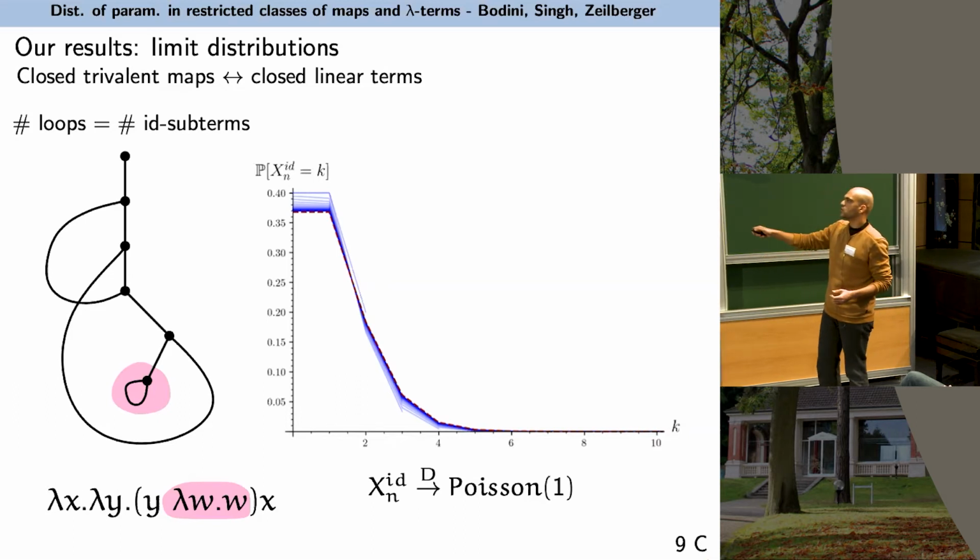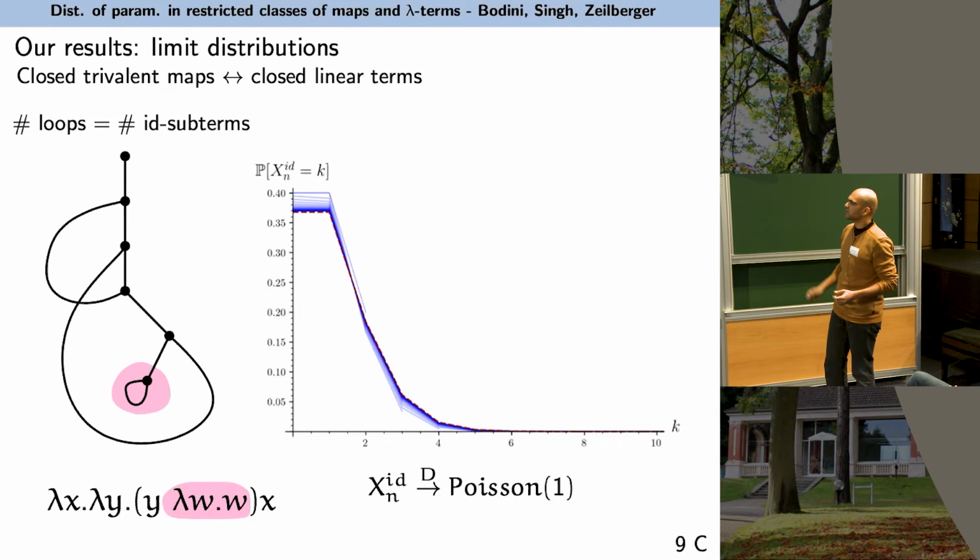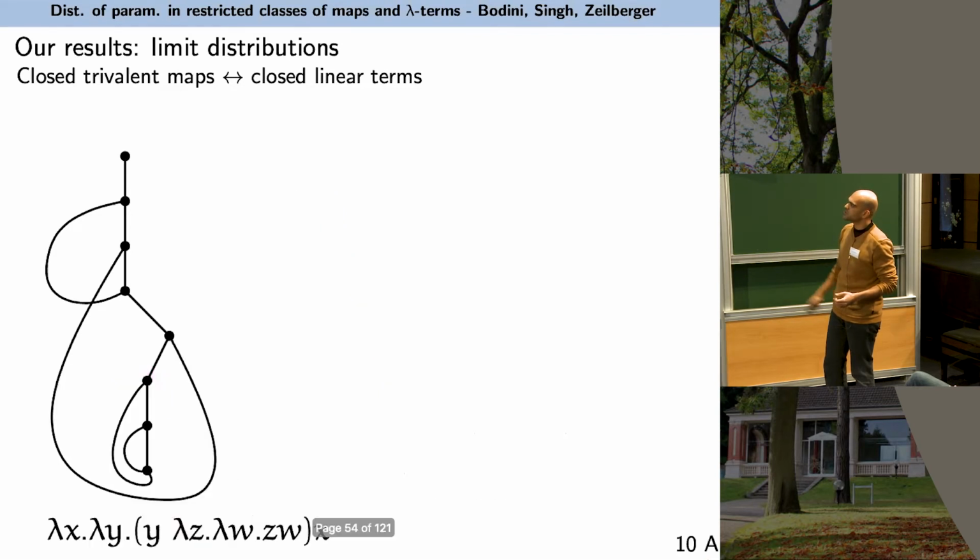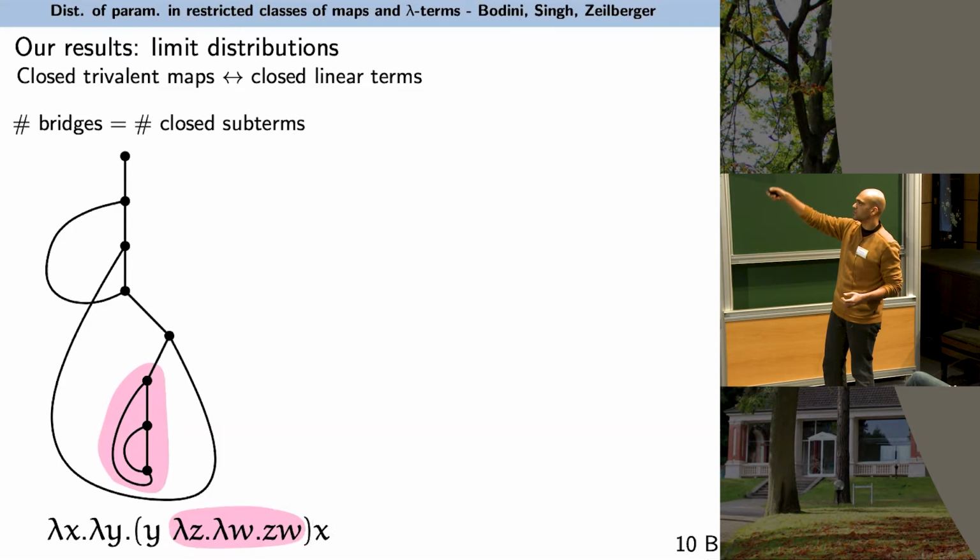So if we instead look at bridges, but we allow more complicated objects to appear on the other side of the bridge, we have of course something like that. We have a more complicated map appearing on the other side of the bridge, and here we're starting to look at the distribution of the number of bridges, which corresponds to the number of closed subterms, as we already said. And here again we have a lambda term. We have highlighted the closed subterm, and this is the corresponding component which would result after the removal of the bridge.